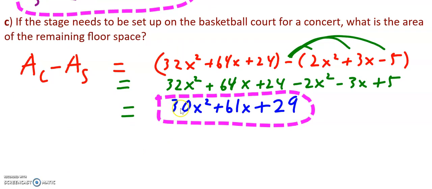All right, so here we should get the remaining area is 30x squared plus 61x plus 29. But how do we get that? We get that by subtracting the area of the stage from the area of the court. Or I do area of the court minus area of the stage. So that's the work you can see set up here. This is the area of the court minus the area of the stage. So the only thing I have to do is be careful, distribute the negative. And now it just becomes a matter of combining like terms. And that's how I got 30x squared plus 61x plus 29.